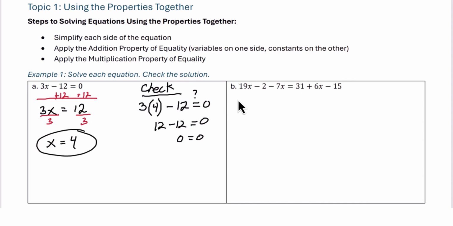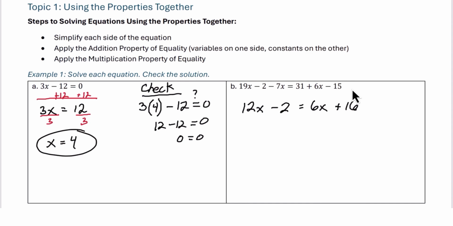Up next, notice that we need to simplify on the left side and the right side before we start using the properties. 19x minus 7x will give us 12x. We'll combine like terms there, bring down the minus 2, and on the right side, we can pull down the 6x and simplify the 31 minus 15. Those are like terms. 31 minus 15 is 16.